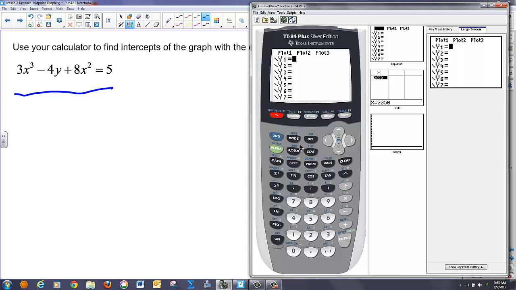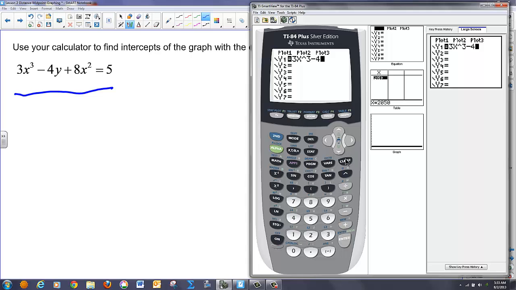We're going to plug in 3, hit the x, and then in order to raise that to a power, we're going to use this little caret button to the third power, minus 4y. But the problem is, in this case, there's no y's, so we can't really do it in the form that it's in.